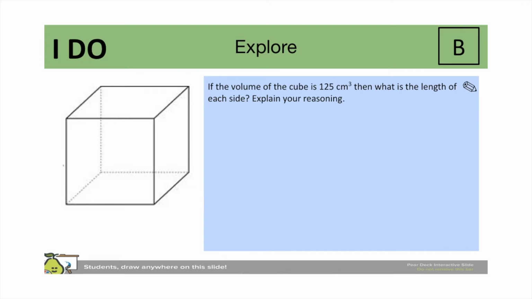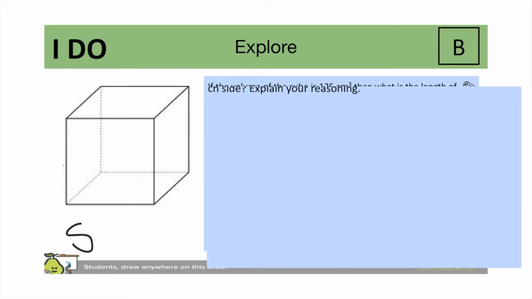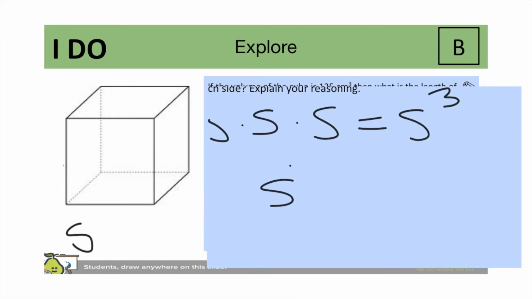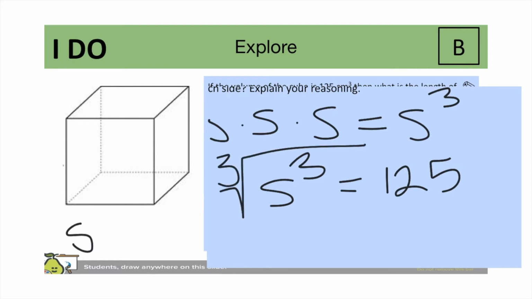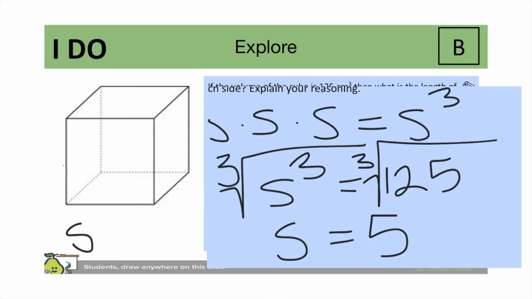If we say that one side of a cube is s, that means s times s times s is s cubed, and s cubed is 125 centimeters cubed. So to find one side, we have to do the cube root. And so the cube root of s cubed is s, and the cube root of 125 is 5. So the length of each side is 5 centimeters.